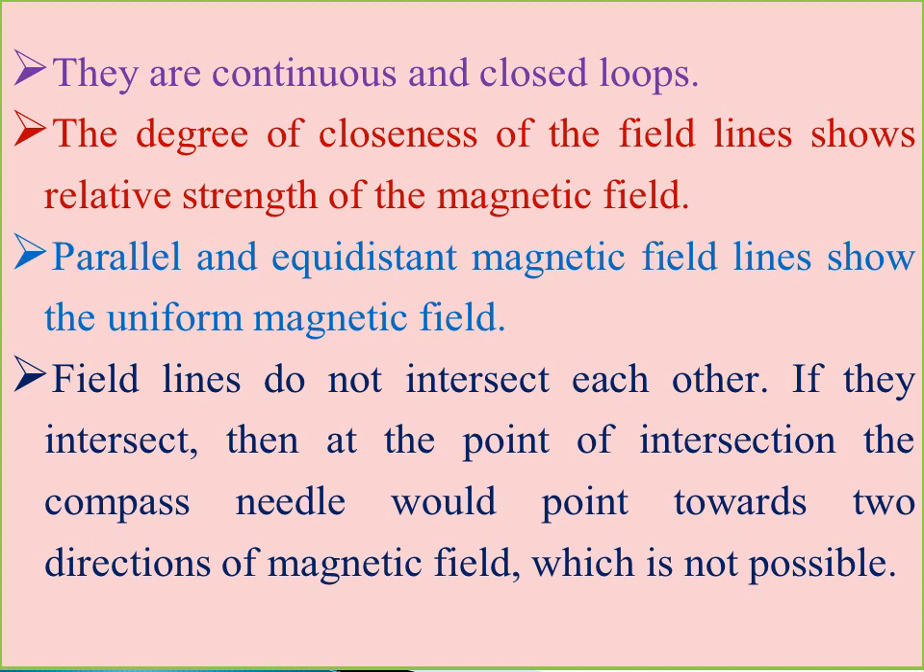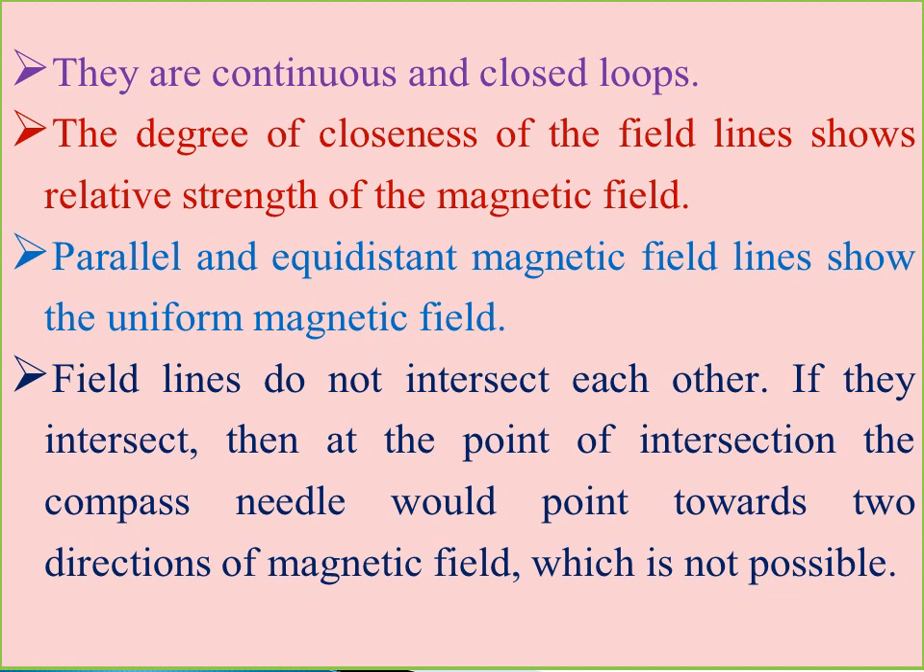That means if the magnetic field is stronger, the field lines will be closer there, and when the field lines become loosened, it represents a weak magnetic field or the strength of the field decreases. And the next property is parallel and equidistant magnetic field lines show uniform magnetic field.